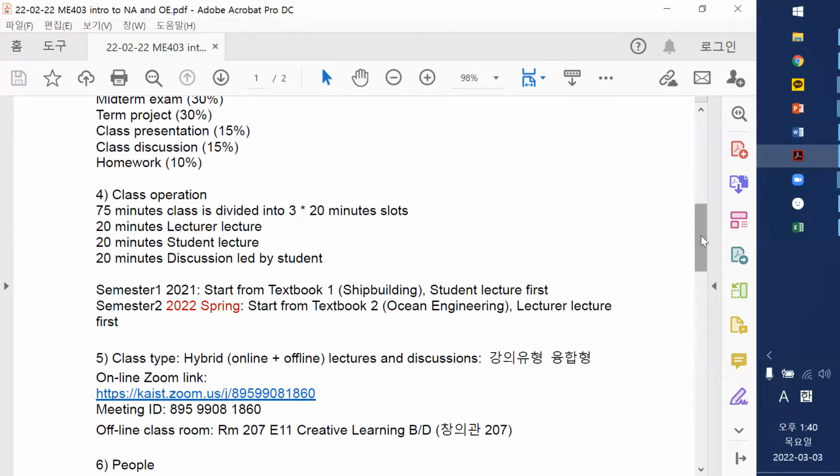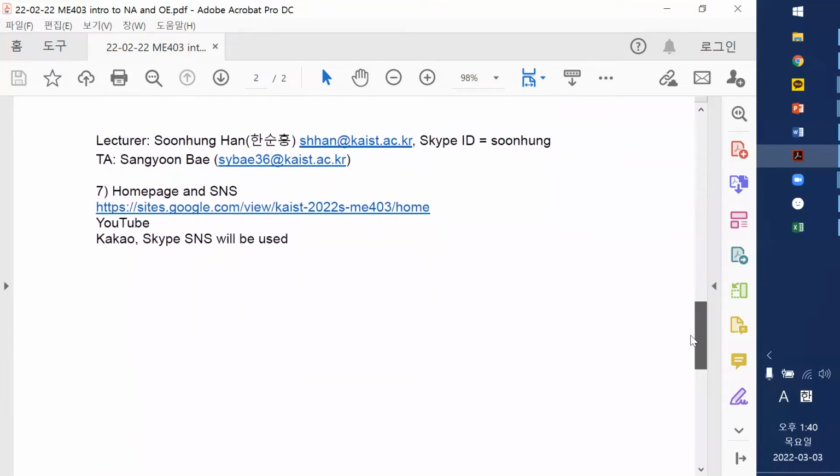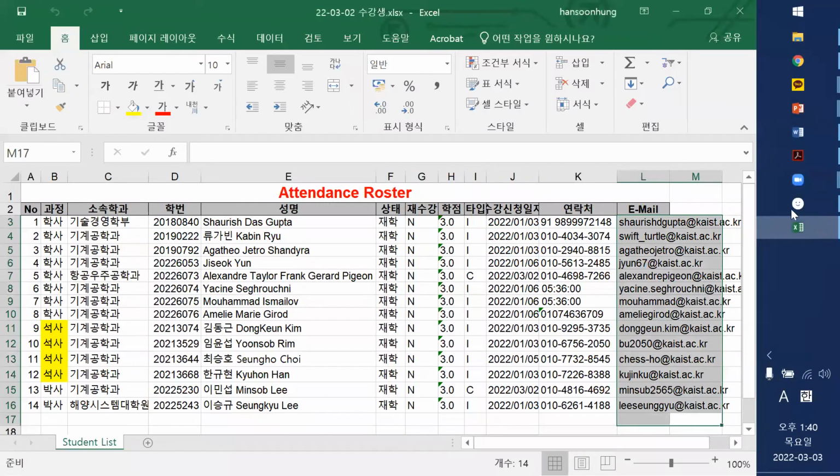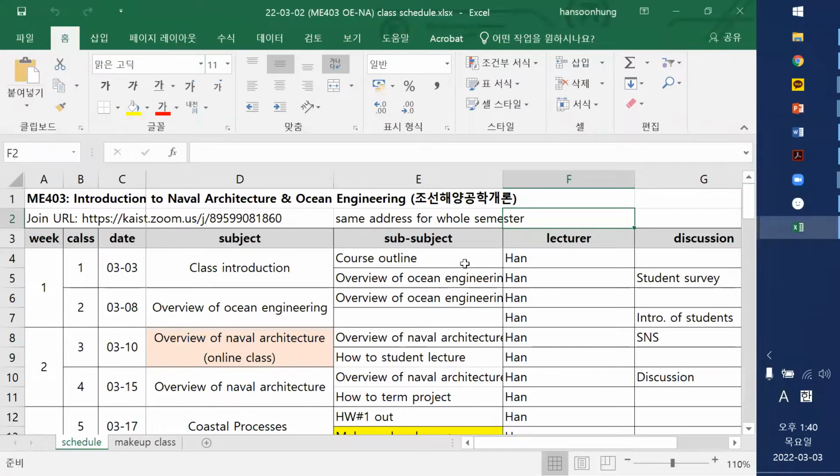And class time will be hybrid, so online and offline. The team could stay the same for the whole semester. Well, people are already on this homepage and SNS. And then I need to explain the schedule. This one is a tentative schedule for this semester. I started to put your names here, but I know that next Monday is the change of course deadline, right? So after that, I can fix this.